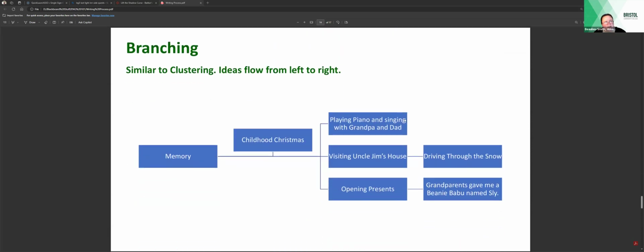Branching. This is similar to clustering, but it flows from left to right. So over here, maybe your teacher asks you, write about a memory. So right over here, I said memory, and then I kept going and said childhood Christmas, playing the piano. So these are things that I did. Then driving through the snow.